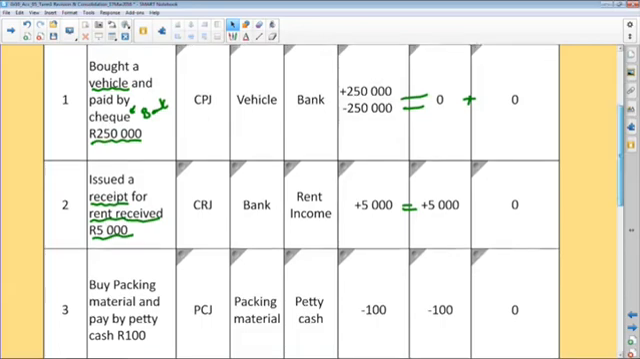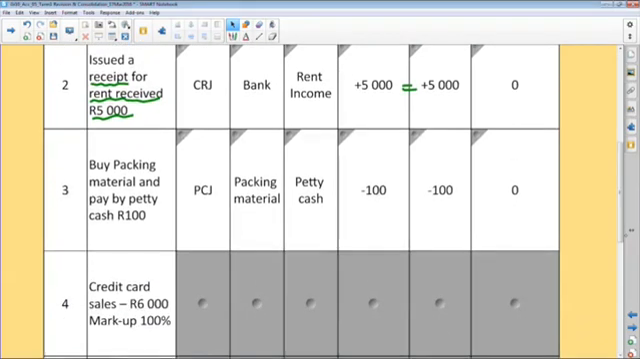Now I want to give you the very last one for today. Credit card sales, 6,000. Your markup is 100%. I'm giving you 1 minute to complete it.